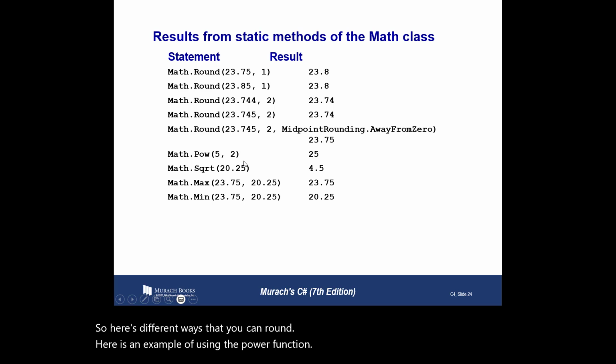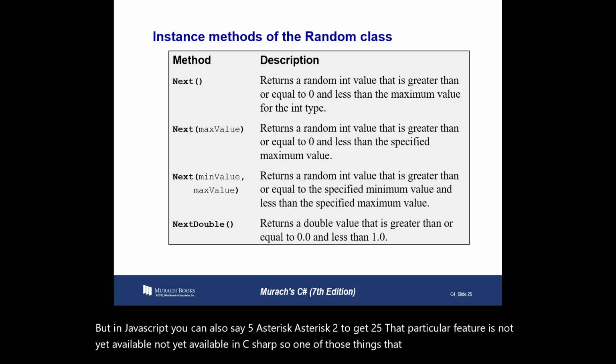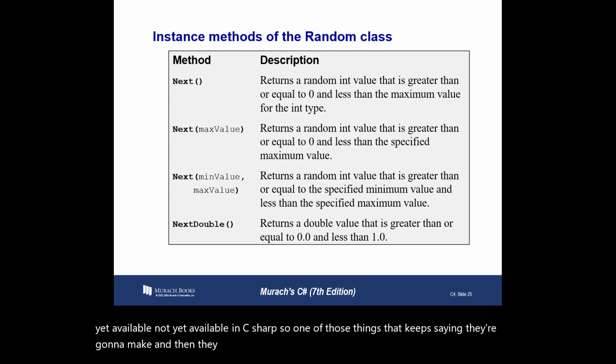Now, when you use a language like JavaScript, you could do this. This would work in JavaScript. But in JavaScript, you can also say 5 ** 2 to get 25. That particular feature is not yet available in C#. It's one of those things they keep saying they're going to make and then they don't. All right. So next are random numbers.